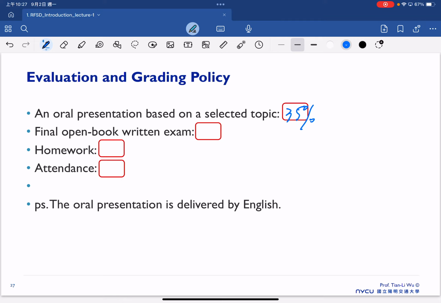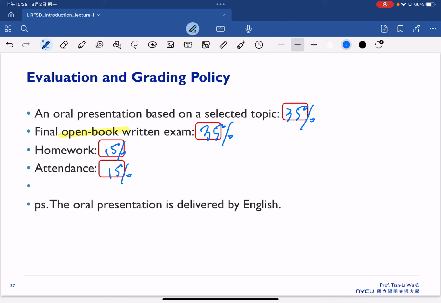And we only have one exam. It's a final open book written exam. That accounts, again, for 35% as well. And we have homework. We have the attendance also, around 50% and 50%.